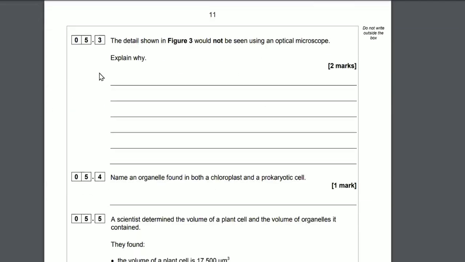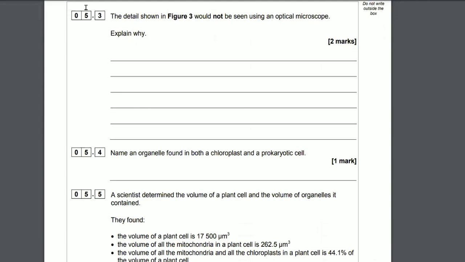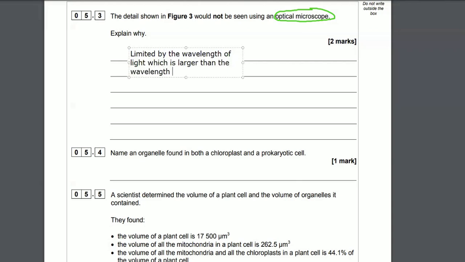Let's move on. All right, 5.3. The detail shown in figure 3 would not be seen using an optical microscope. Can you explain why? Pause the video, have a go, see if you can write down 2 reasons why a light microscope or optical microscope wouldn't be able to see all those different structures like thylakoids and intergranal lamellae. And basically, light microscopes or optical microscopes are limited by the wavelength of light, which is like 200 nanometers. So anything smaller than the wavelength of light, they can't distinguish as separate objects.